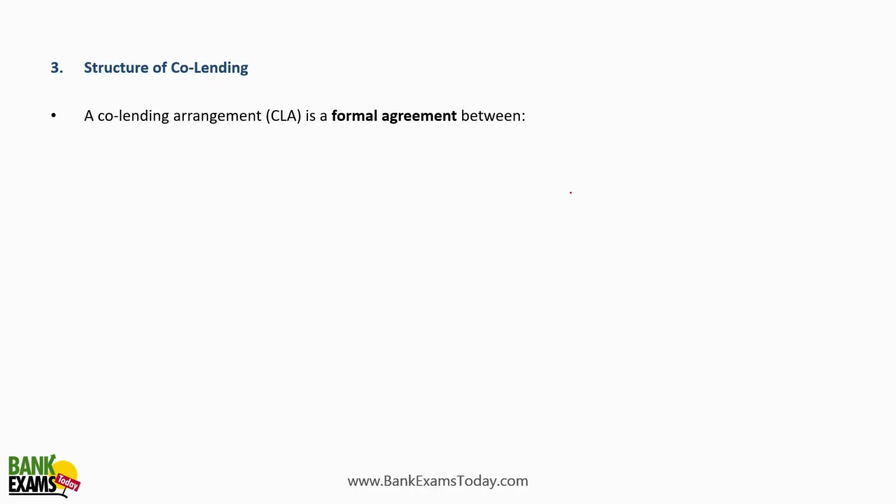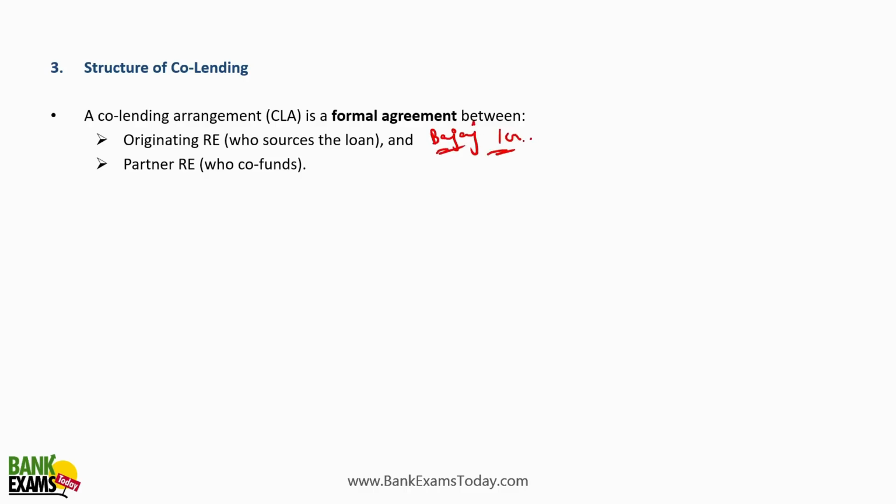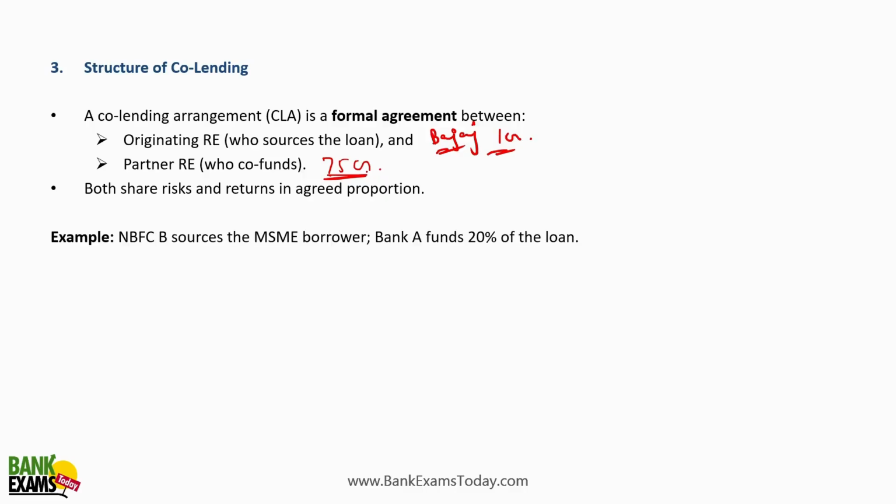A co-lending agreement, CLA, is a formal agreement between the originating registered entity who sources the loans and the partner registered entity who co-funds the loan, right? So for example, Muthoot Finance or Bajaj Finance gave, let's say, a 1 crore rupee loan to a borrower, and out of this 1 crore, 75 lakh is financed by, let's say, HDFC Bank. So HDFC Bank is a partner registered entity, right? Both of them share the risk and the return in the agreed proportions, right?